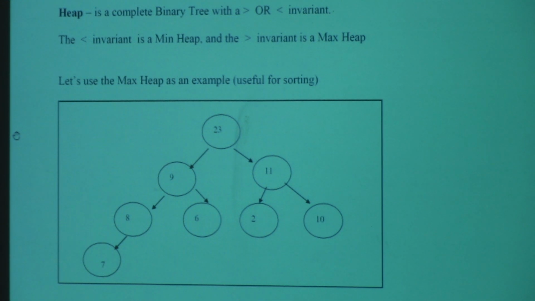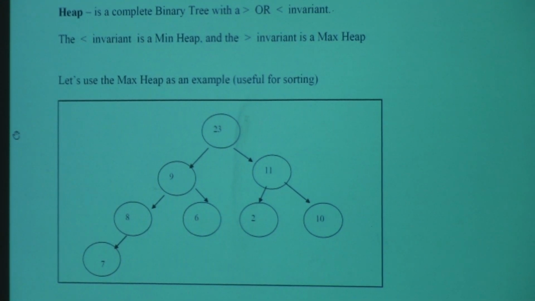Now, of course, if we had a complete tree and we had the less than invariant, what value would be in the root? 2 would be in the root. So one of the things that the max heap, this one, gives us is what? What absolute information do we have about the set of numbers here?